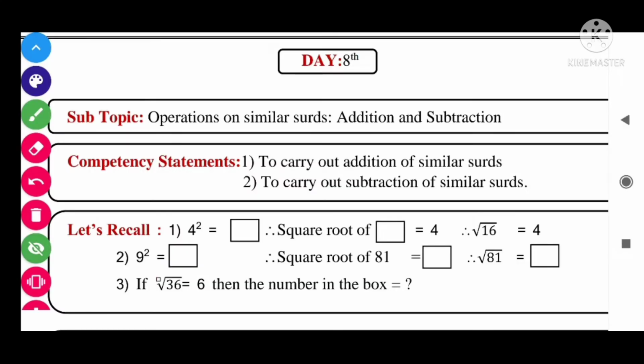Hello students, welcome to the 8th day of our bridge course. Our today's topic is operations on similar surds, addition and subtraction.